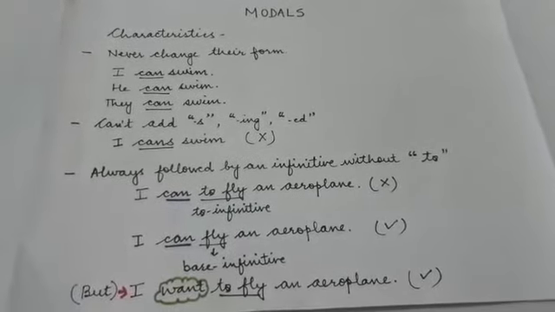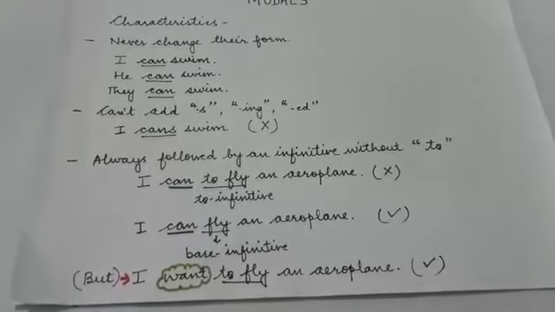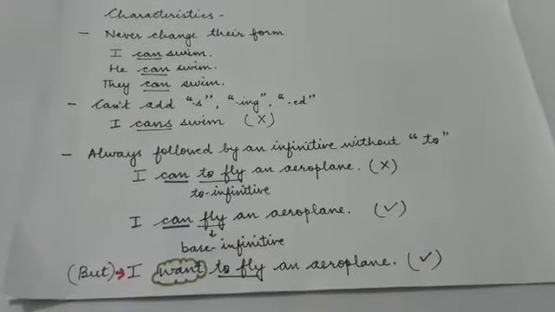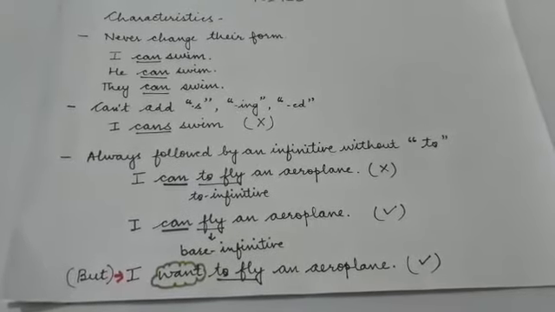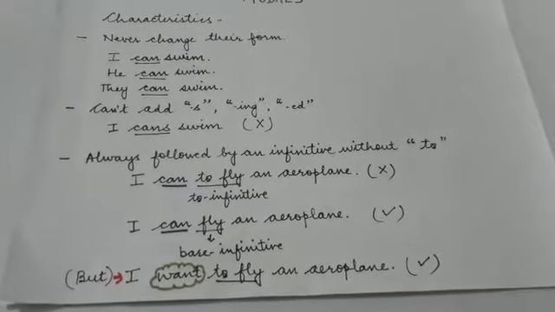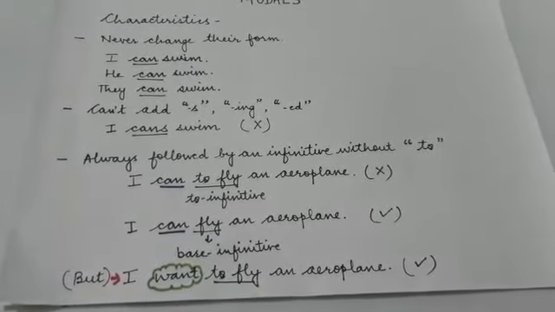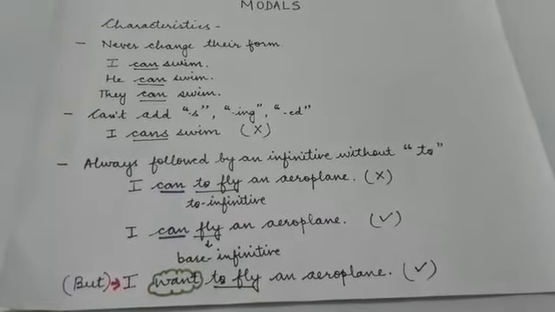However, instead of a modal, if we use any other verb, for example, in the third sentence, I want to fly an aeroplane. Now this is a correct sentence. Why is it correct? Because want is not a modal. It is basically a verb. And when you are using a to-infinitive with a main verb, yes, it is possible. But it is not possible to use a to-infinitive with a modal.